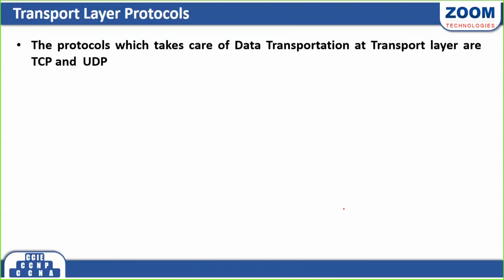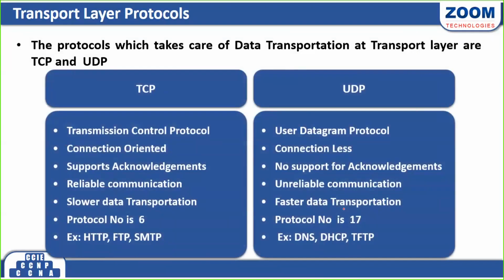The transportation behavior is different. TCP data transportation behavior is different and UDP data transportation behavior is different. This is the difference between TCP and UDP. TCP means Transmission Control Protocol. It is connection oriented, supports acknowledgement, reliable communication, slow data transportation, and is identified by protocol number 6. Examples of services under TCP are HTTP, FTP, SMTP. UDP, User Datagram Protocol, is connectionless, no support for acknowledgement, unreliable communication, faster.